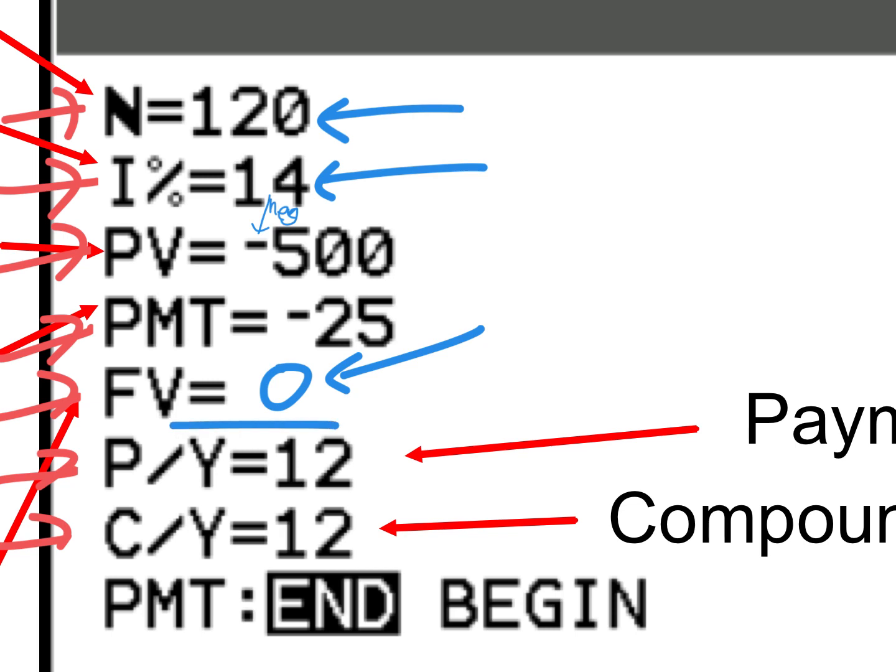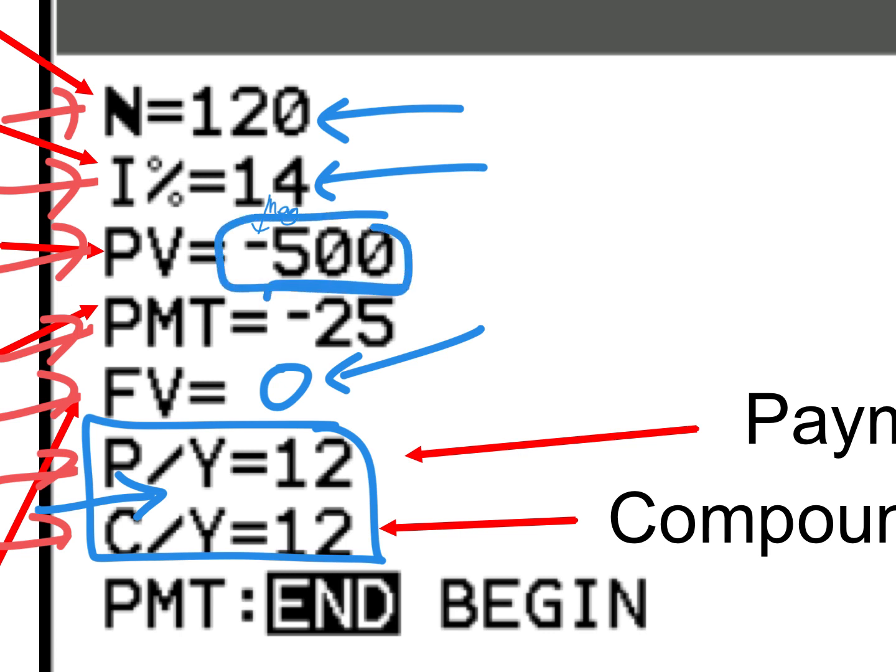Always from here, you're going to have payments per year be 12. The reason for payments and compoundings is we're just going to always do monthly payment problems. So those are always going to be at 12. These are negative because it's coming out of our checking account and going into an investment. And we will do more with this after lunch.